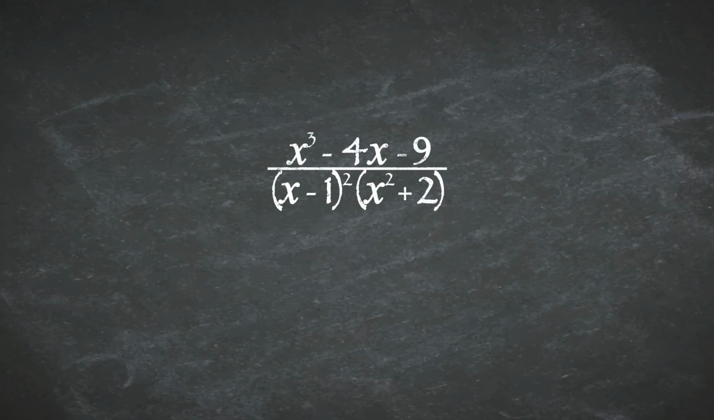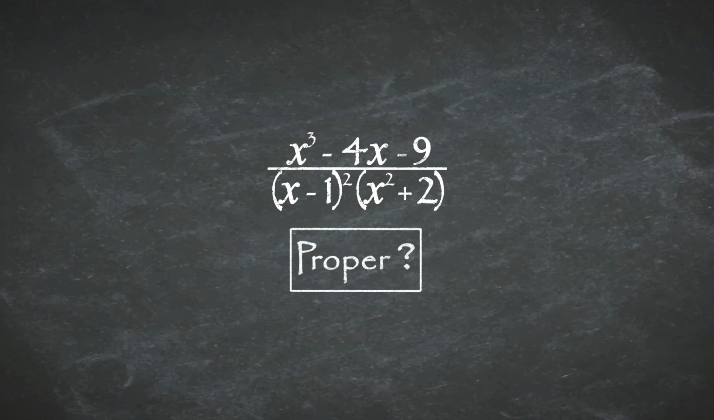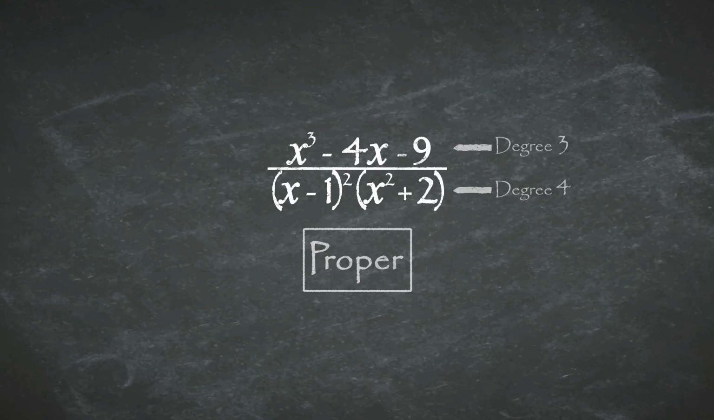Let's look at another example. Here in the denominator, x minus 1 is repeated, and there is a quadratic factor x squared plus 2. How do we obtain its partial fractions? Before we proceed, remember to ask, is this fraction proper? Well, the numerator has degree 3, and the denominator has degree 4. So yes, it is proper, and we can proceed.